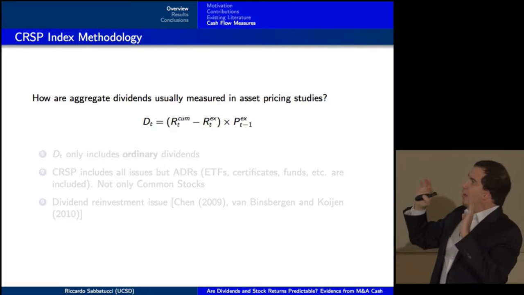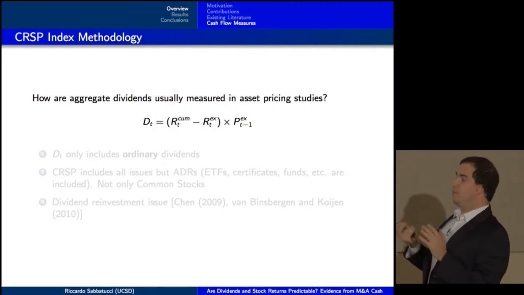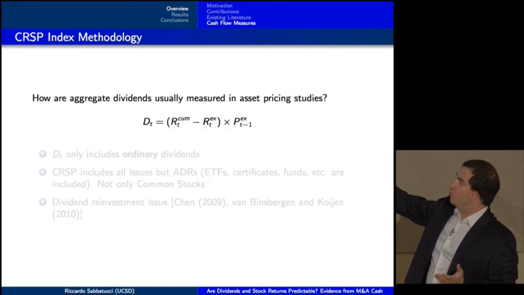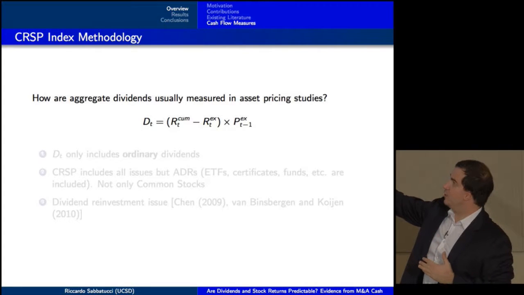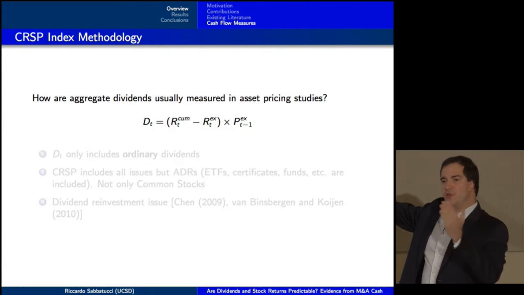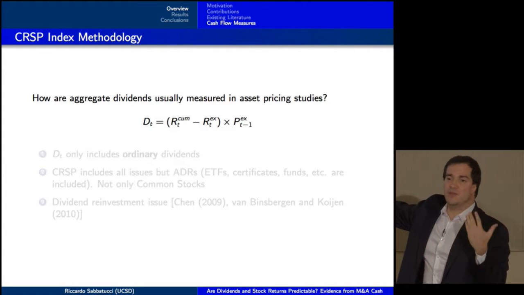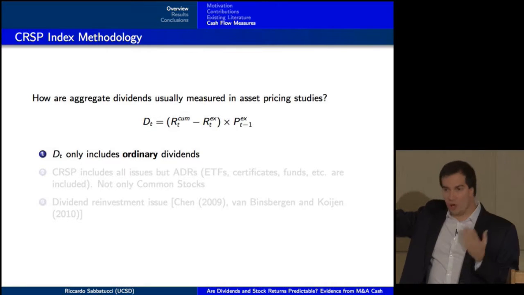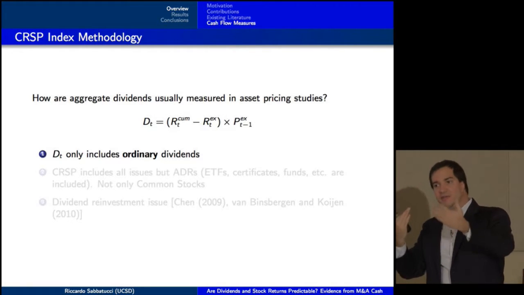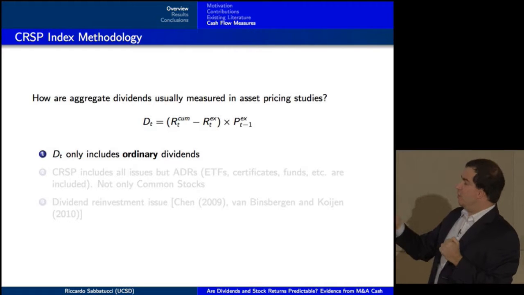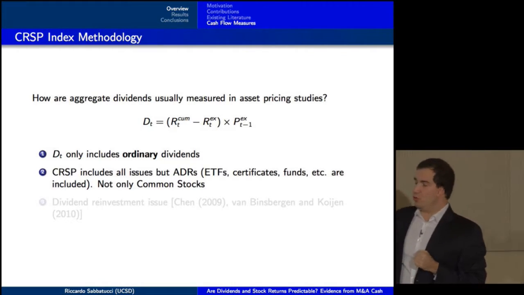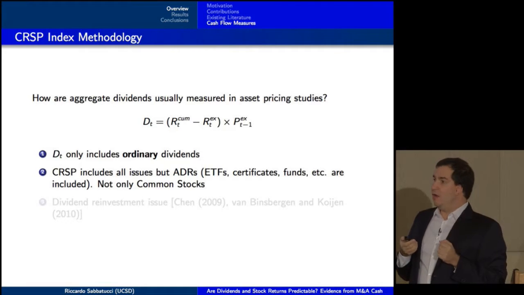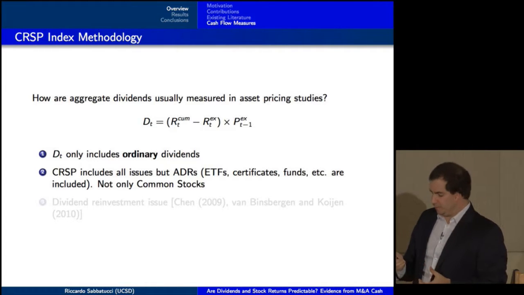So how are aggregate dividends usually measured in empirical papers? What we usually do is take the return with dividends of CRSP, subtract the returns without dividends of CRSP, and that's the dividend yield. Then we multiply by the previous price level, and that's the dividends, the time series of dividends Dt. So this time series Dt only includes ordinary dividends, according to the previous definition: recurring cash flows plus liquidation dividends. Moreover, CRSP includes all sorts of issues, excluding ADRs, so ETFs, certificates, and funds are still there. So it's not a measure of common dividends performance.